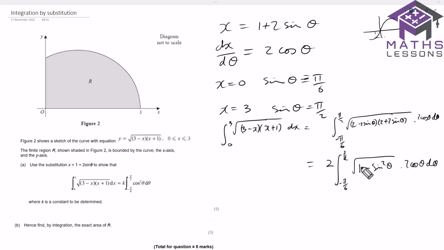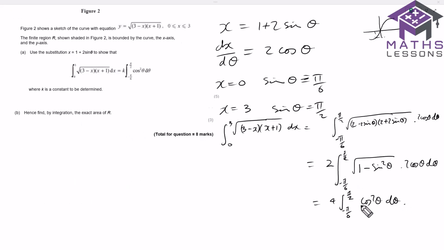1 minus sine squared is cos squared. Square root of cos squared is cos. So we've got 2 cos theta times cos theta. Cos theta will be here. So we're going to get another 2 coming out, which leaves us 4 times the integral from minus pi by 6 to pi by 2 of cos squared theta d theta. So my k is equal to 4.